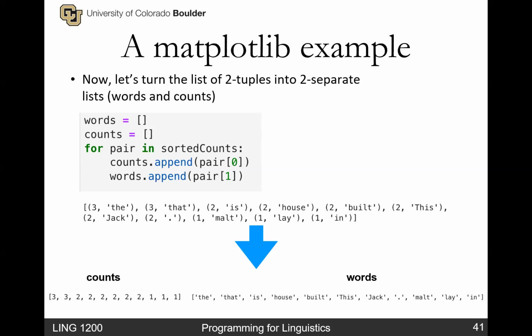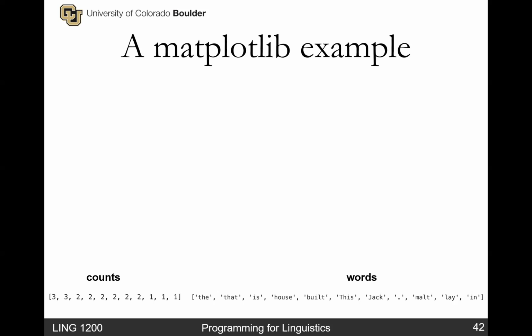If we eyeball this, which is really a good idea to do with your data before you go forward, we can see that 3 corresponds to the, which is correct. 3 corresponds to that, which is correct. Is corresponds to 2, which is correct. Great. And then if we go on down, we can see that 1 corresponds to in, which is correct. So it's kept the order that we want. Each index in the counts list corresponds to the index in the words list. So even if they're in separate lists, we can work with them without losing the order.